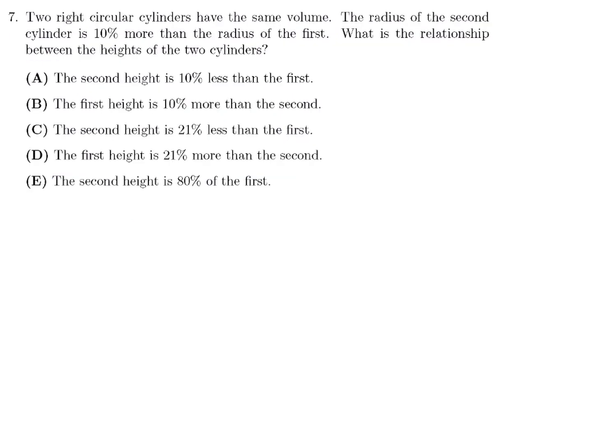Two right circular cylinders have the same volume. The radius of the second cylinder is 10% more than the radius of the first. What is the relationship between the heights of the two cylinders? The volume of the first cylinder we'll call pi r1 squared h1. The volume of the second cylinder we will call pi r2 squared h2. And they're saying that those two volumes are equal.